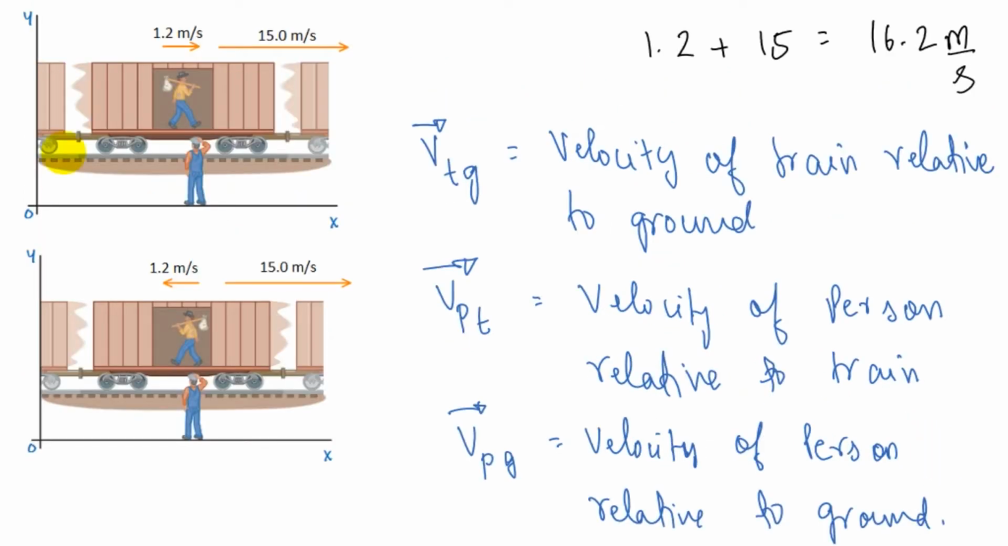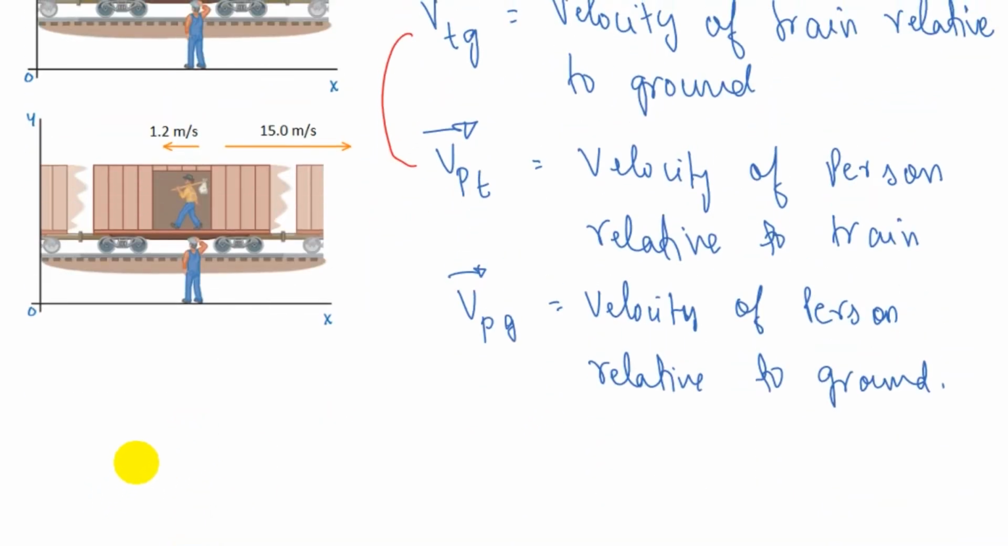So the velocity of this person relative to ground will be the vector sum of these two velocities. So we can write that velocity of person with respect to ground is equal to velocity of person with respect to train plus the velocity of train with respect to ground. So this would be our generalized result. Now let us try to represent this vector addition graphically.